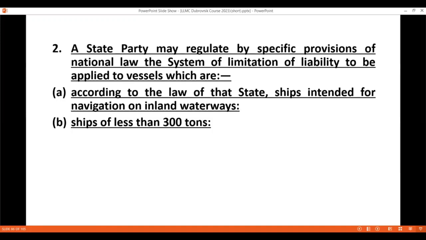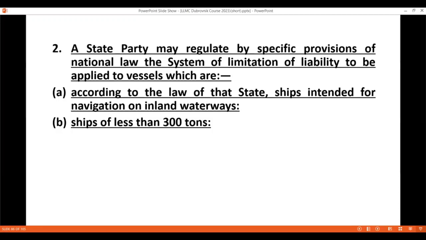Why I left this here is because whether a ship is 3 tons, 100 tons, 2,000 tons, it will pay the same amount. And sometimes, because of insurance purposes, it's prohibitive for the very small ships. So the convention allows states to make their own limits for ships of less than 300 tons. In other words, for very small ships.